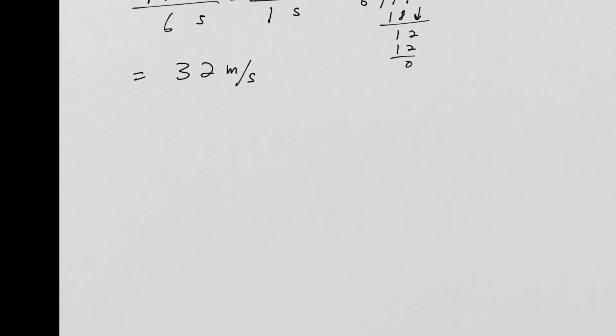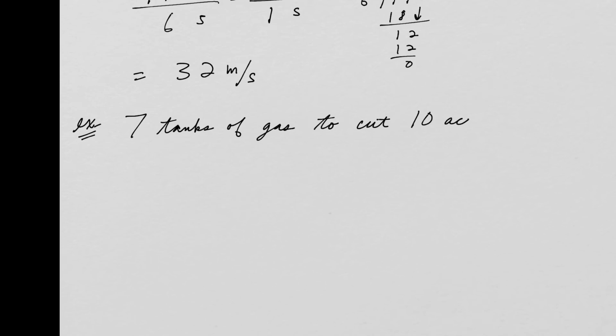Okay, here's another example. 7 tanks of gas to cut 10 acres of lawn. Okay, so I want to write that as a unit rate. So first I write the ratio, 7 tanks, meaning of gas, over 10 acres.